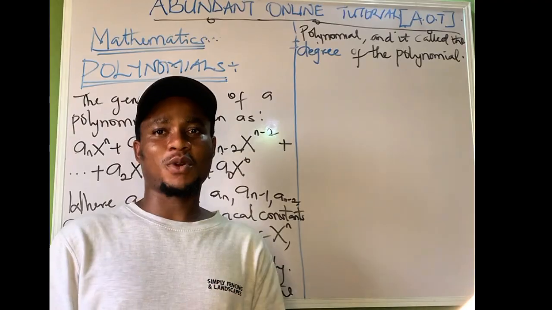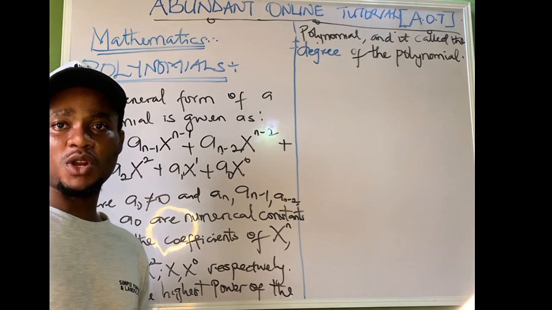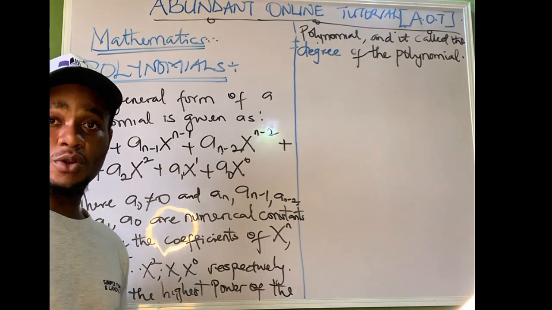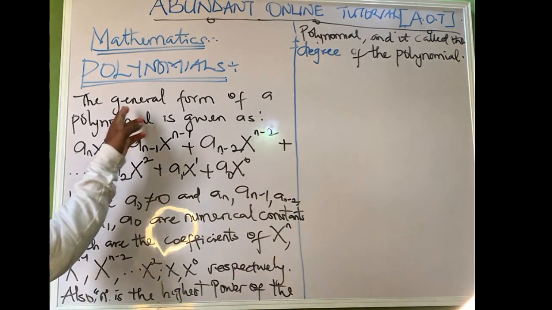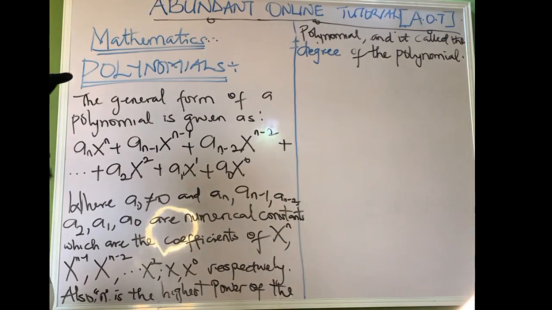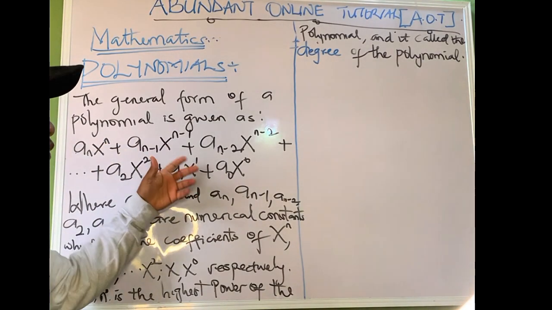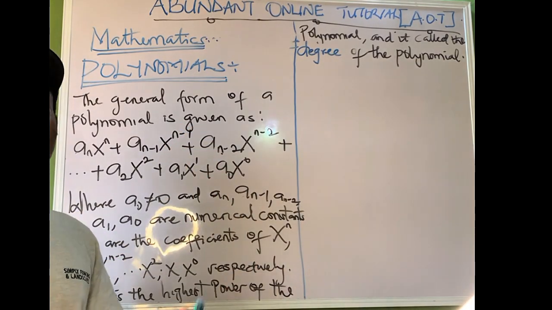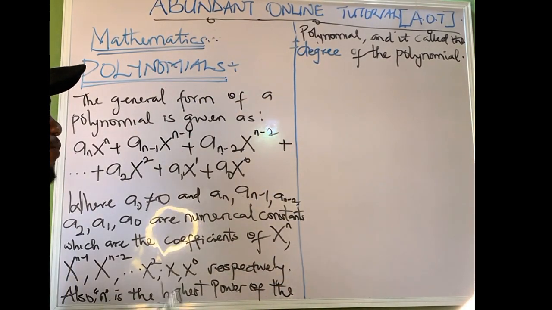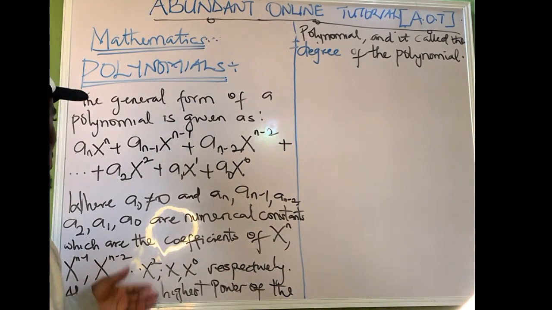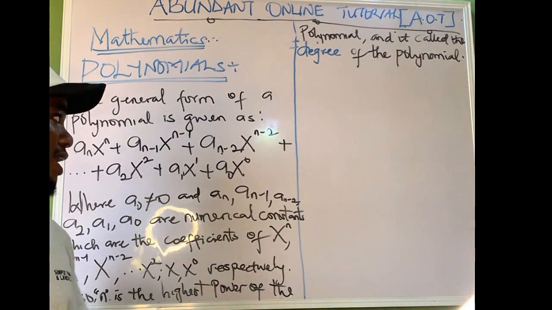So let's continue. Today's topic is polynomials. I'm sure we've heard about polynomials, we've heard about binomials, right? So we are going to talk about polynomials now. The general form of a polynomial is given as a_n x^n, then a_(n-1) x^(n-1), plus a_(n-2) x^(n-2), plus a_(n-3) x^(n-3). Do you understand? It follows that pattern.